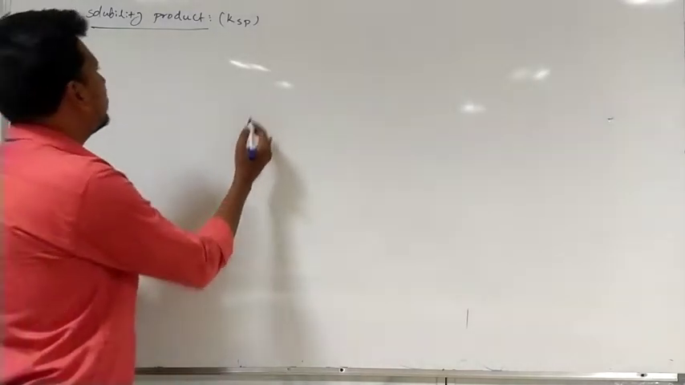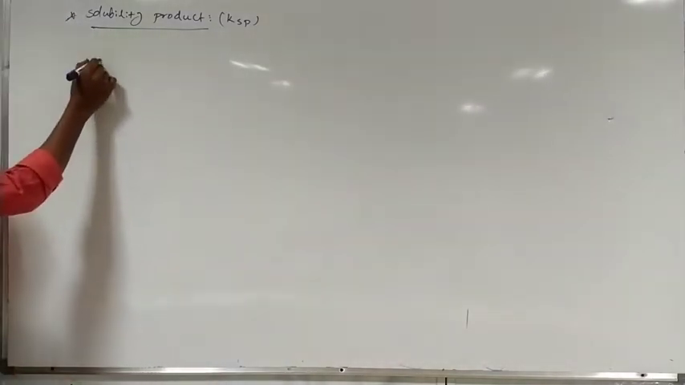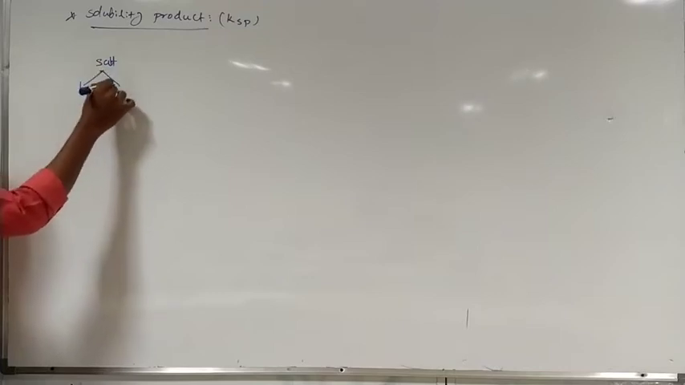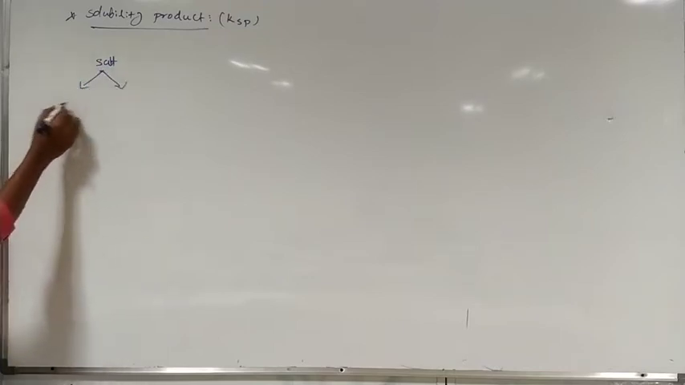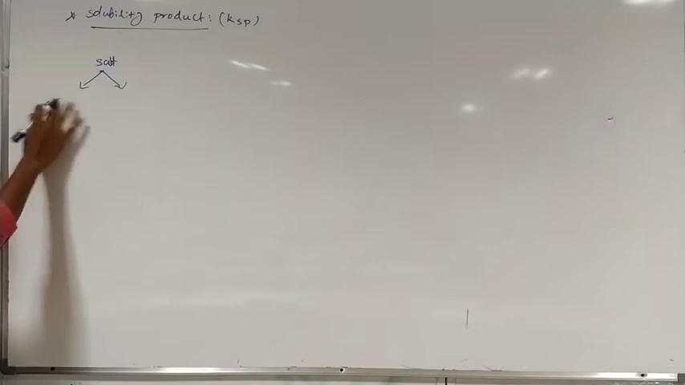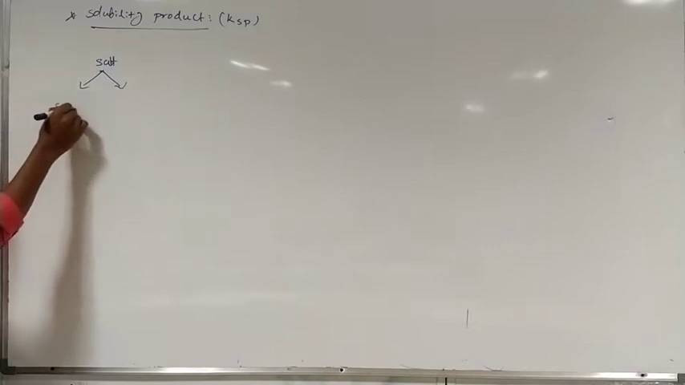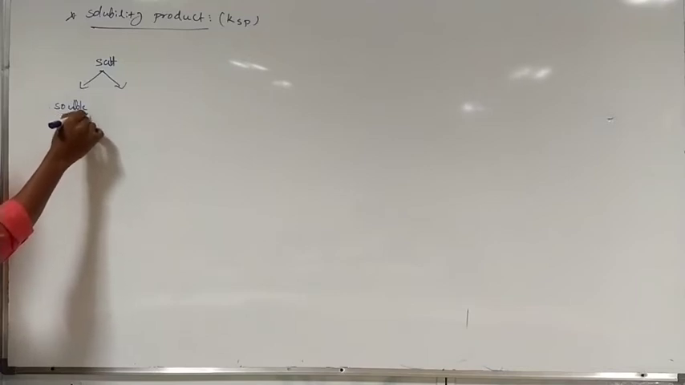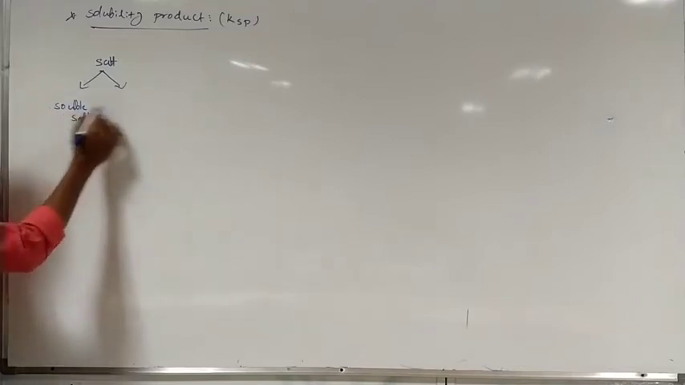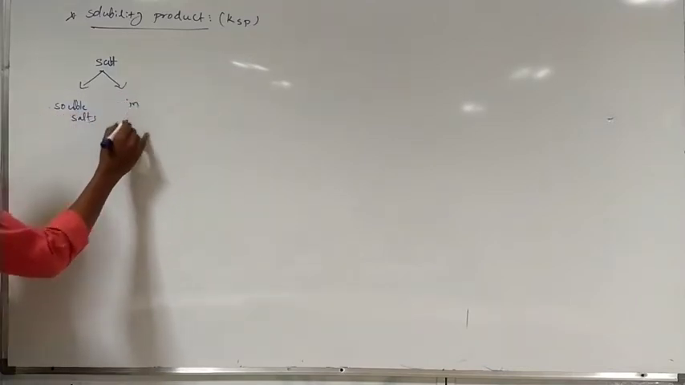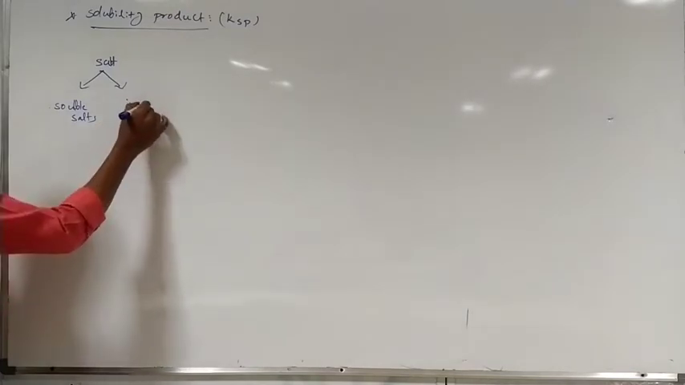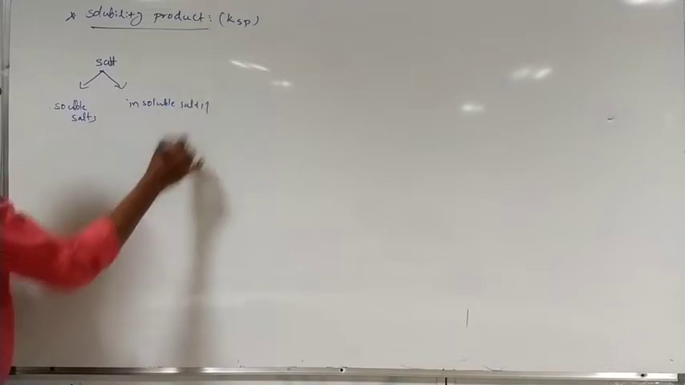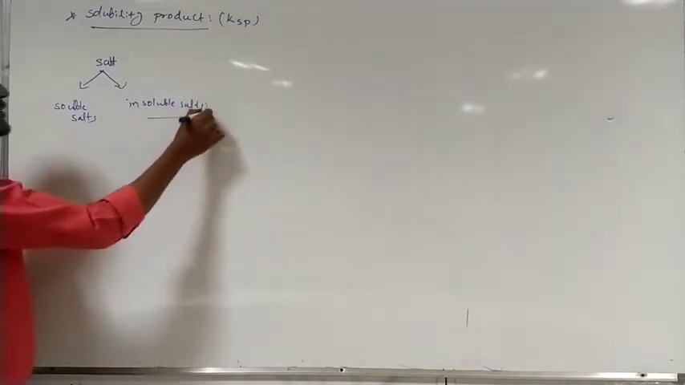Now, first of all, I am taking the salts. Salts are classified into two types. The first one is the water soluble salts, and the next one is the insoluble salts. They are also known as insoluble salts.